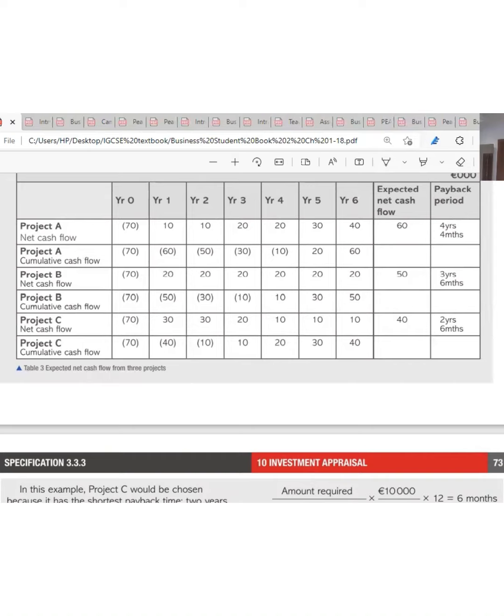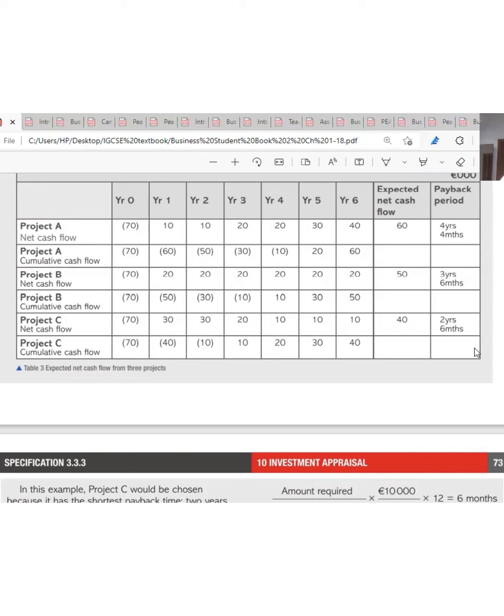But if you are using the payback period, it means you are checking for the shortest possible period in which you can pay back that investment. Based on what we have here, project A has a longer period to pay back, project B is shorter, but project C has the shortest. So the manager will go with project C because the manager is using the payback period.